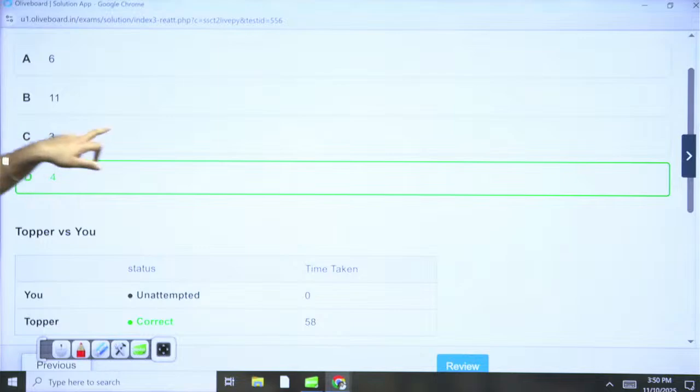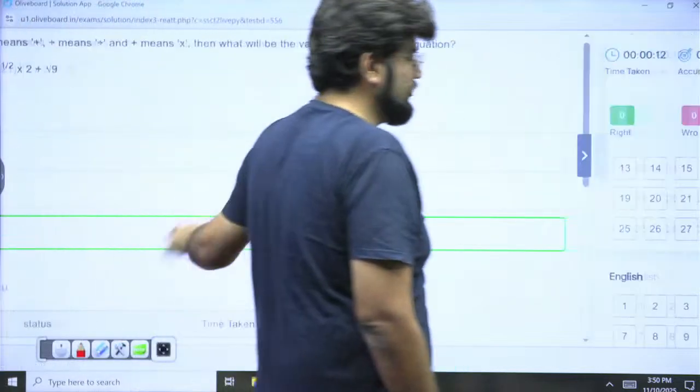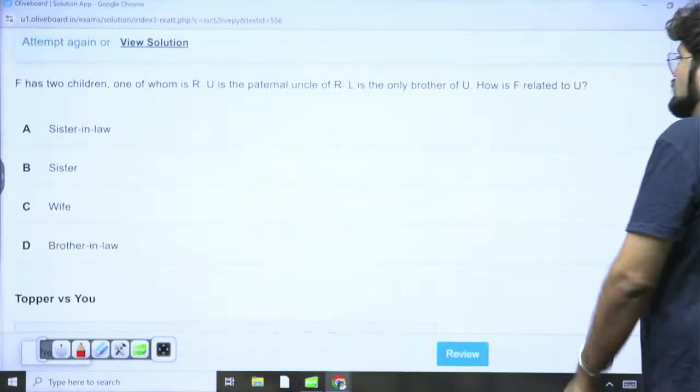Nice. 58 seconds. Some confusion in the exam. You have to be faster, guys. Need to push it through this.